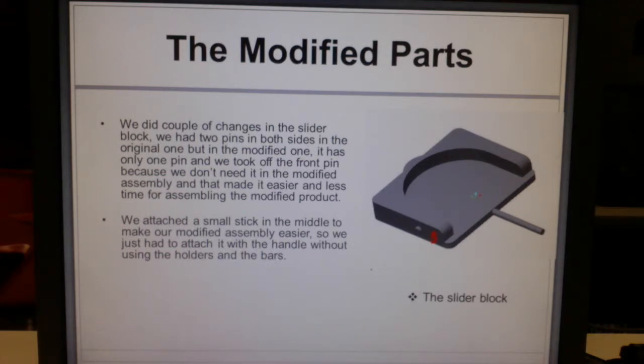We attached a small stick, as you can see here. We attached a small stick in the middle to make our modified assembly easier, so we just had to attach it with the handle without using the holders and the parts, which made our modified assembly easier and less time to assemble it.